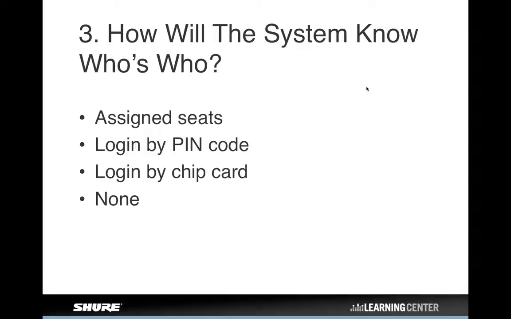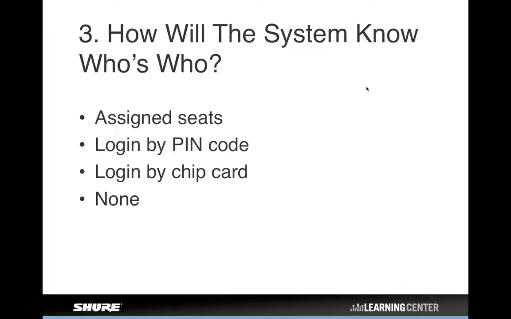All right, question number 3. How will the system know who's who? In other words, does the system know who's speaking and where they're sitting? You can do this in a couple of different ways. One is for people to have assigned seats. For instance, in a city council situation or a courtroom, people sit in certain places. The judge always sits at the judge's bench. The witness is always in the witness box. Same with the city council. So you can have assigned seats so that when microphone 3 turns on, we know that is council member Smith because he's in that seat.